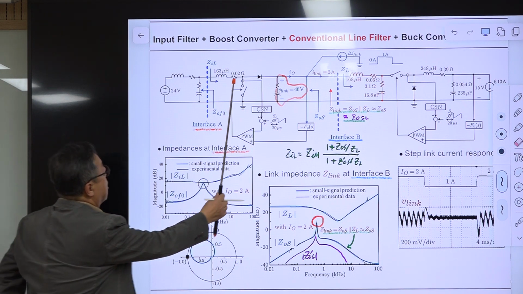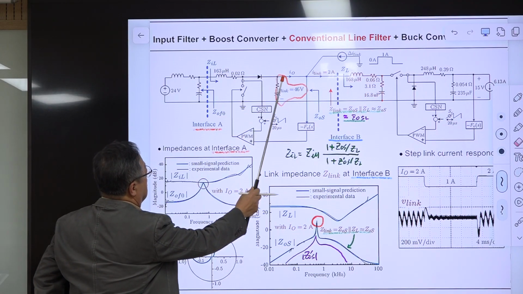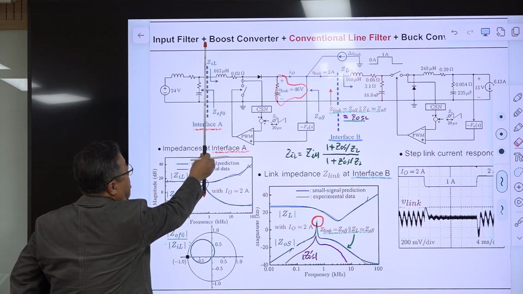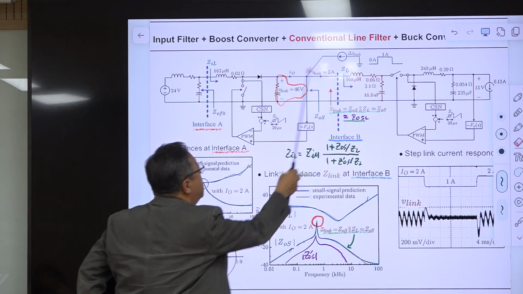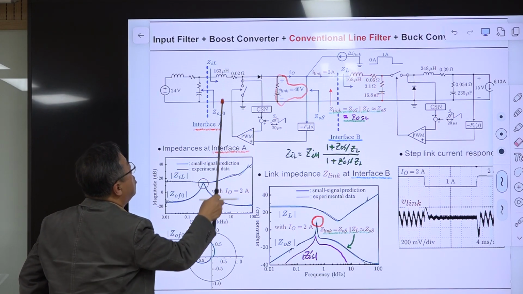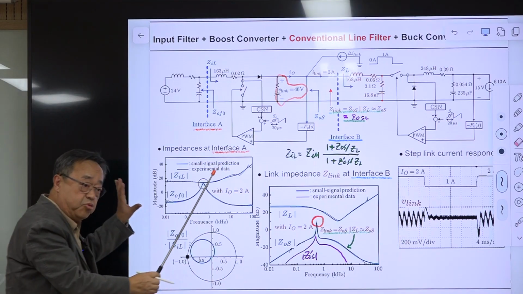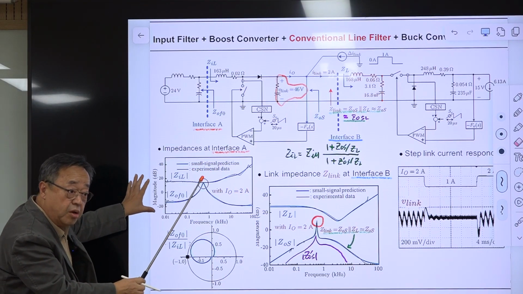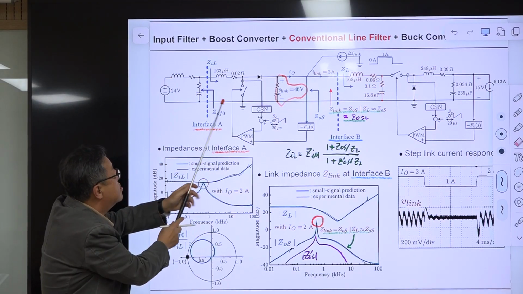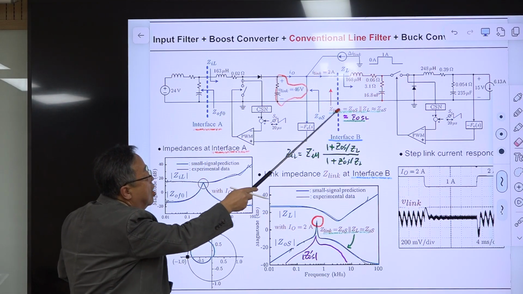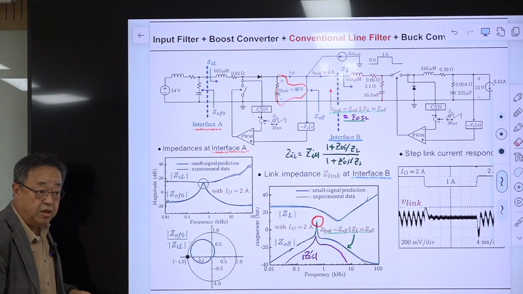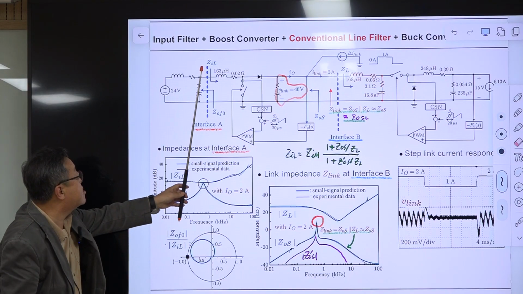Let me explain from this part. So this is the interface A, and they are all connected. So this is the load coupled converter. This is also source coupled, but you don't have to pay attention to the source part now because we are comparing the impedance here. So we are separating this. So this is the load coupled converter, and this entire thing is the practical load subsystem.